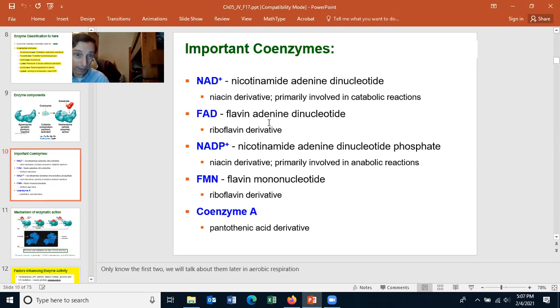Some other important coenzymes are NADP plus, which you don't need to know, FMN, and coenzyme A. And to tell you the truth, we do talk a little bit about coenzyme A, but I'm not going to ask you to remember that one as an important coenzyme.